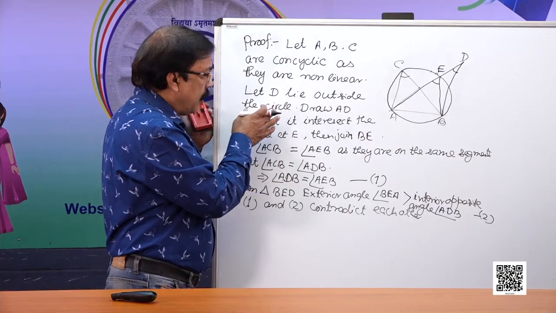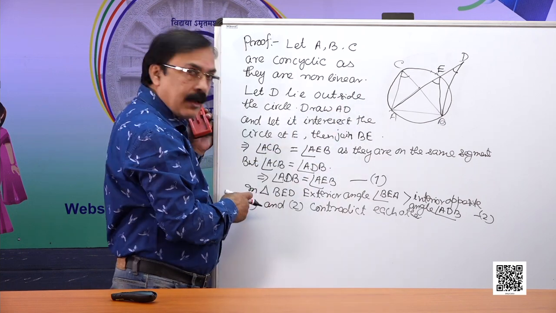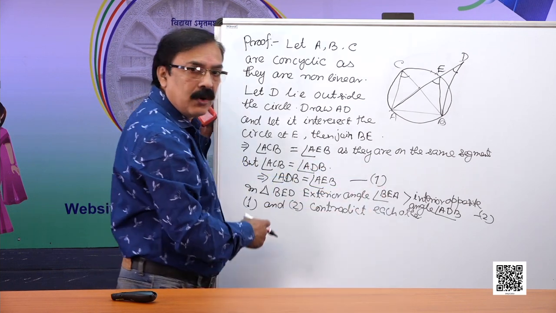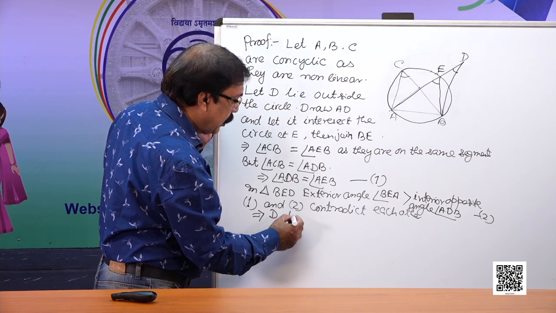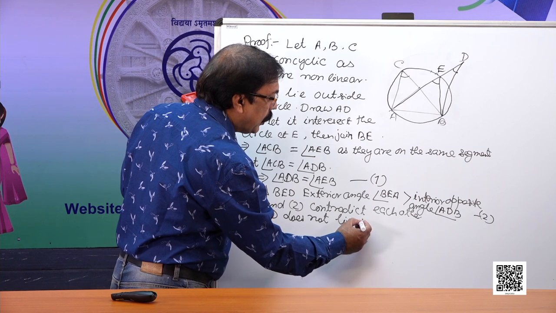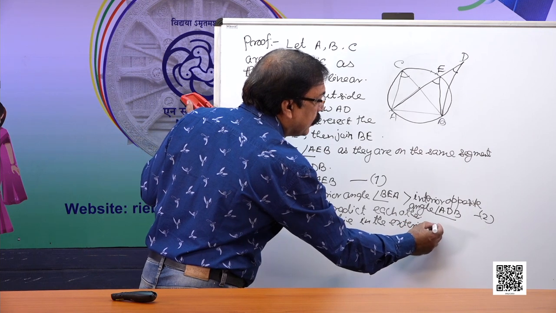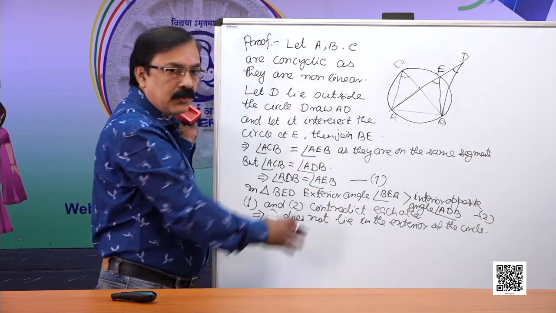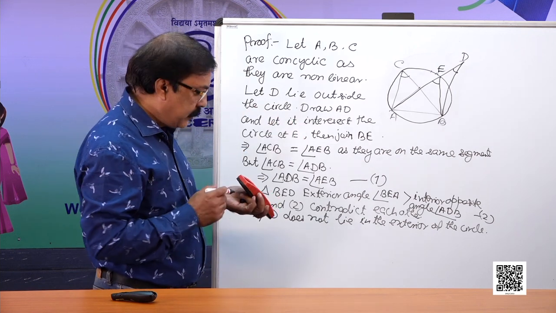So by taking a statement that D lies outside the circle, we get a contradictory statement, that is the statement 1 and 2. So from this we can say that D does not lie in the exterior of the circle. So this is we proved for exterior of the circle. So D cannot lie in the exterior of the circle.